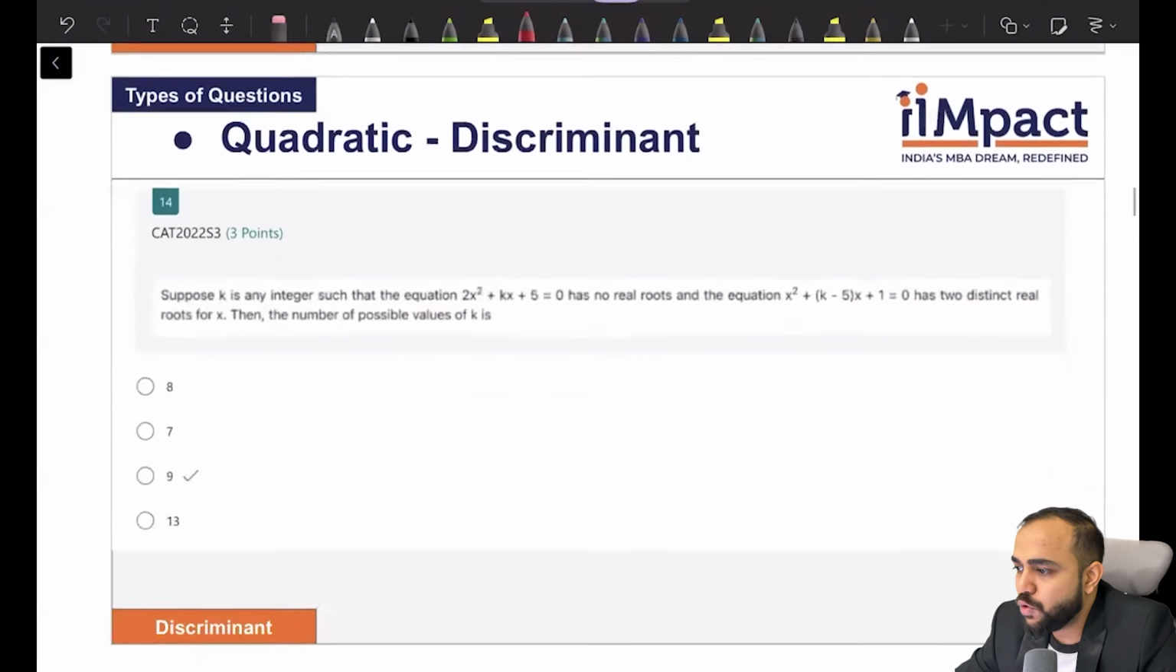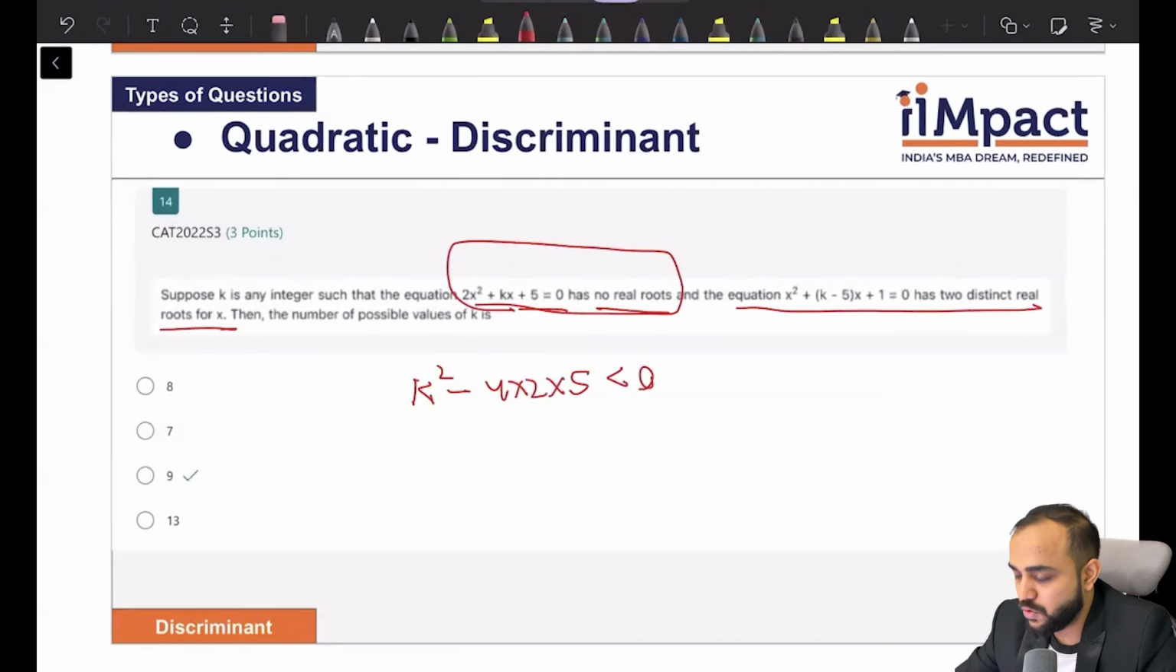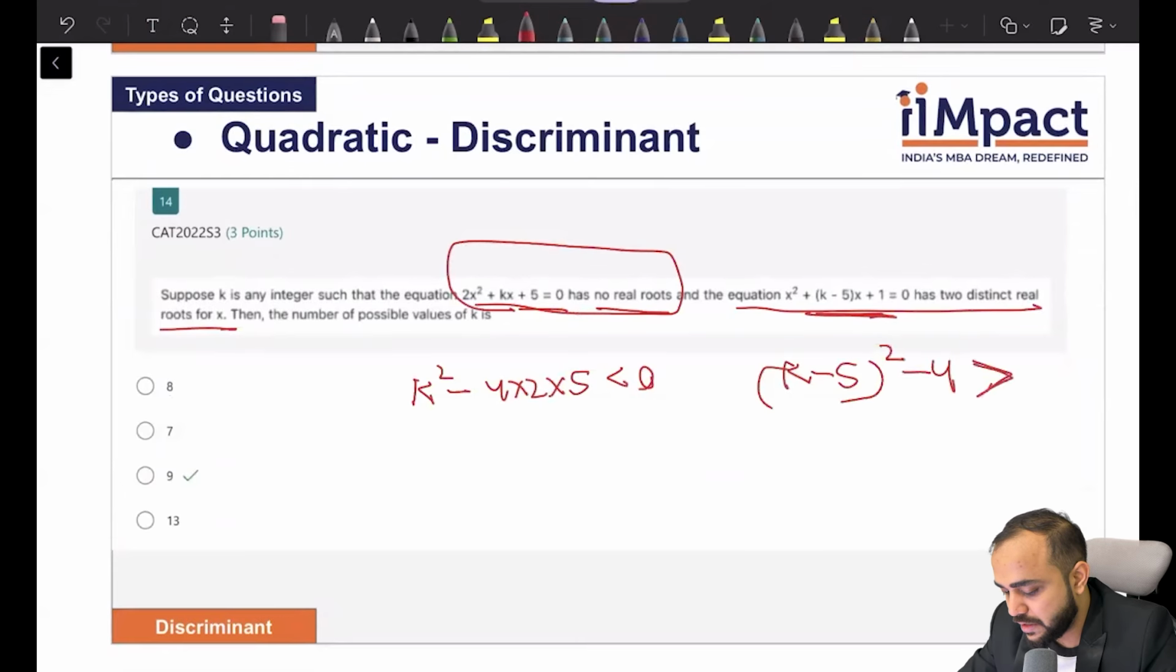All right, moving on. K is an integer such that equation 2x square plus kx plus 5 equal to 0 has no real roots, and the equation has two distinct real roots for x. This has no real roots. So k square minus 4 into 2 into 5 is less than 0. This has two distinct roots. (K minus 5) whole square minus 4 is greater than 0. You have to find the number of possible values of k.